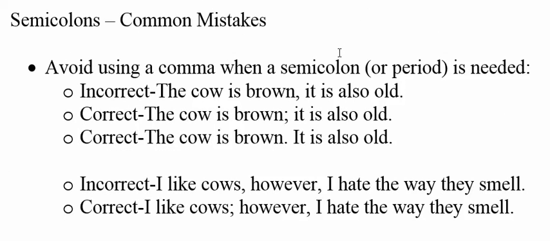And now we're going to talk about some common mistakes with the use of the semicolon. Avoid using a comma when a semicolon or period is needed. Here's an incorrect one: The cow is brown, it is also old. That's called a comma splice. You can't connect two complete sentences using a mere comma. It's got to have a semicolon or a period. And notice if you have a semicolon, the I in it is small case. If you use a period, it's going to be a capital I.